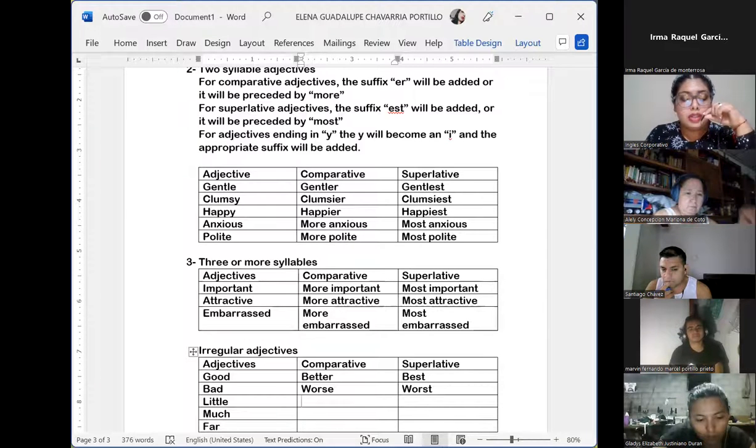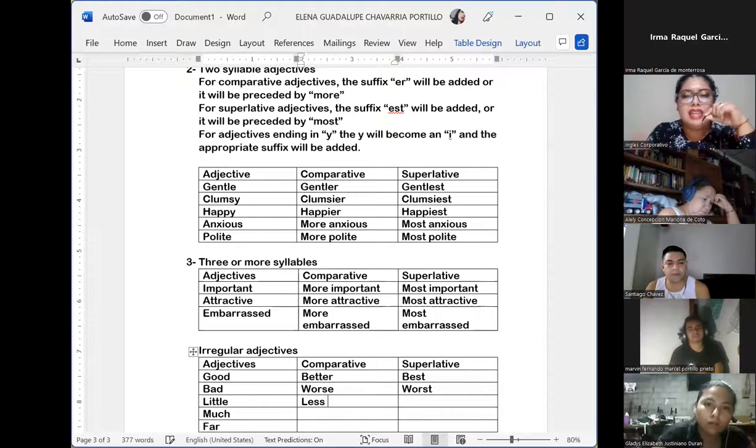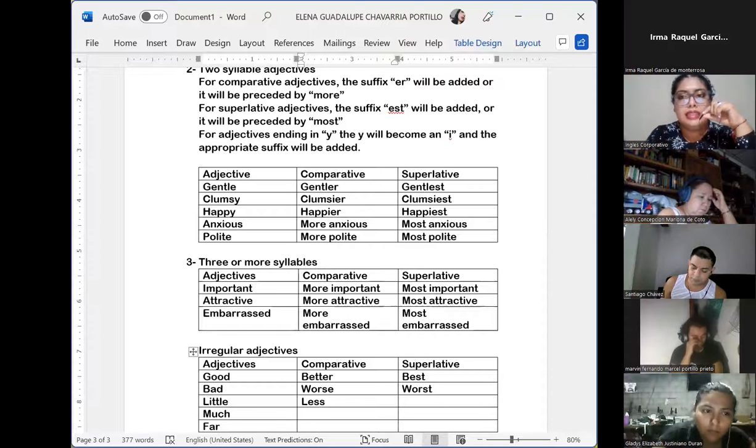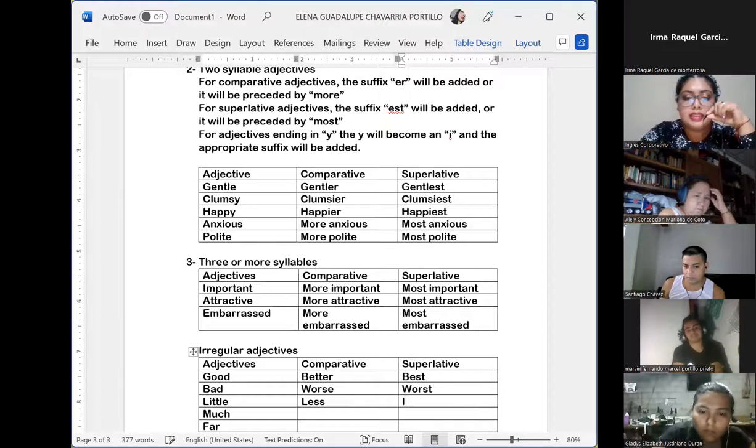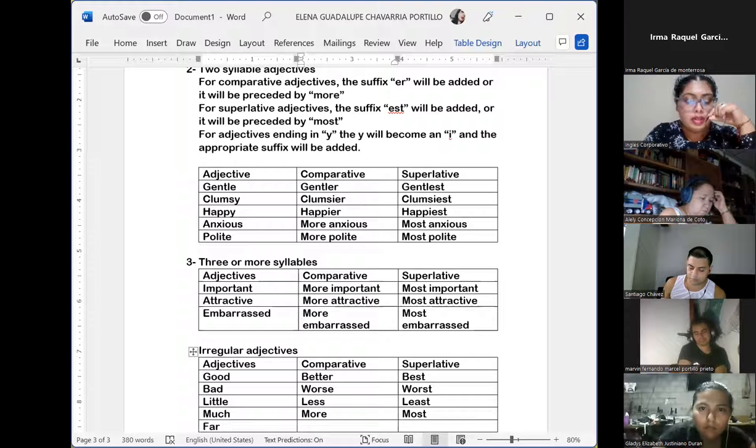We have little and we have less, that in this case is como menos. Little es pequeño o un poco, and in this case, less es menos. And least. Then we have much, that in this case is more, and most. And in this one, the long one, farther and further.